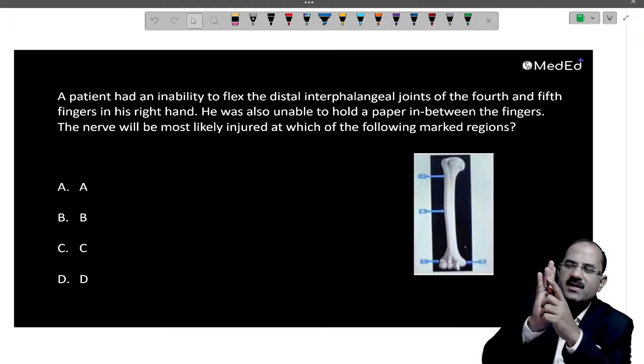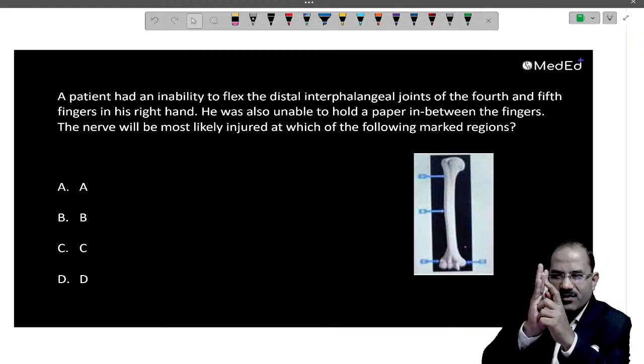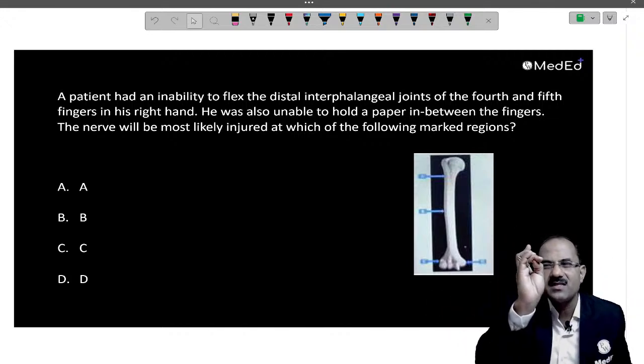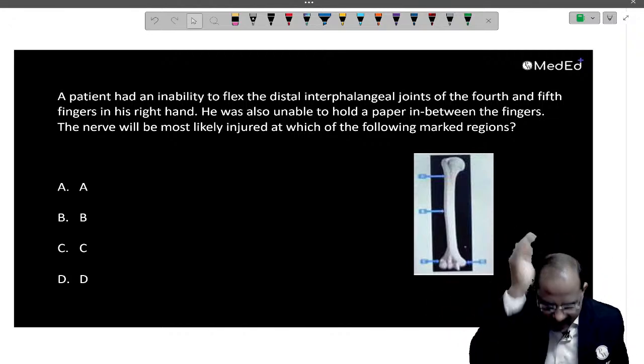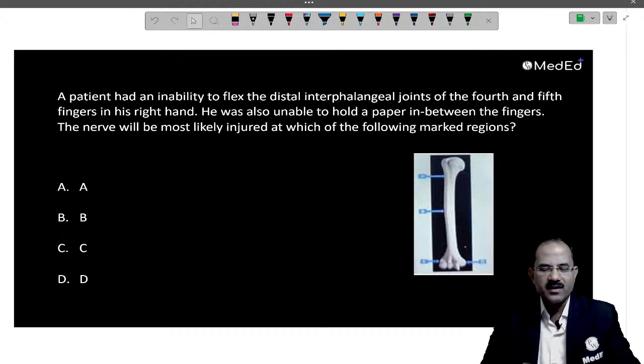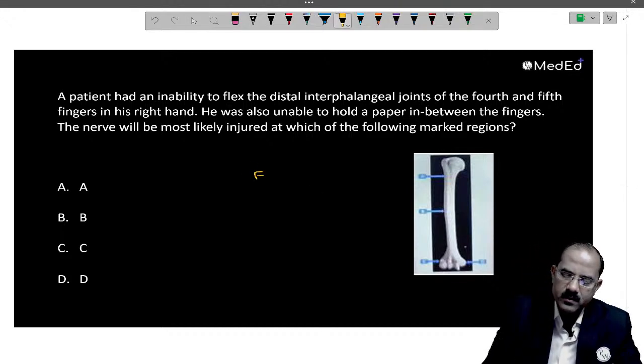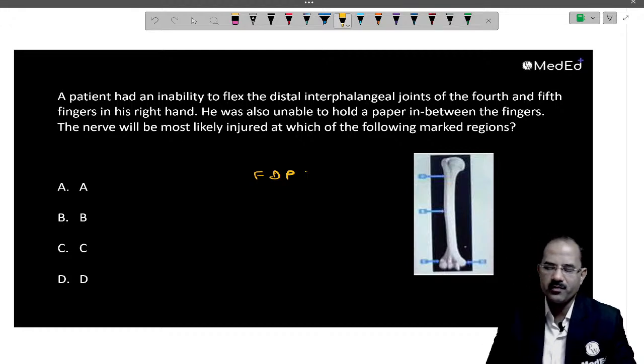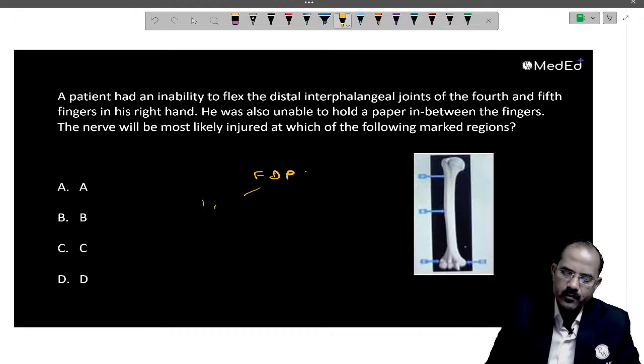Which is the muscle which is inserted into the base of the distal phalanx? Which is the muscle which is going to cause flexion at the distal interphalangeal joints? Come on, answer this. This muscle is the flexor digitorum profundus. Okay, so flexor digitorum profundus for the index finger.